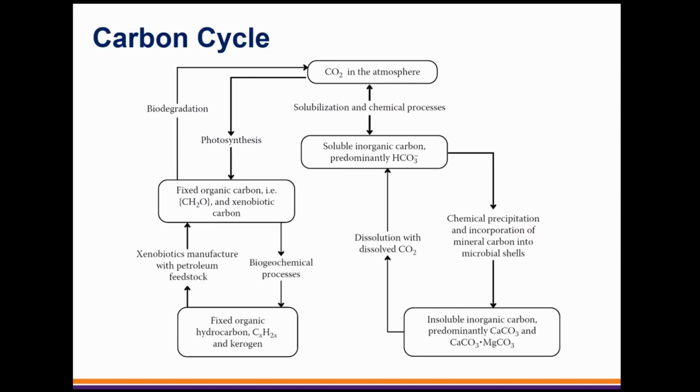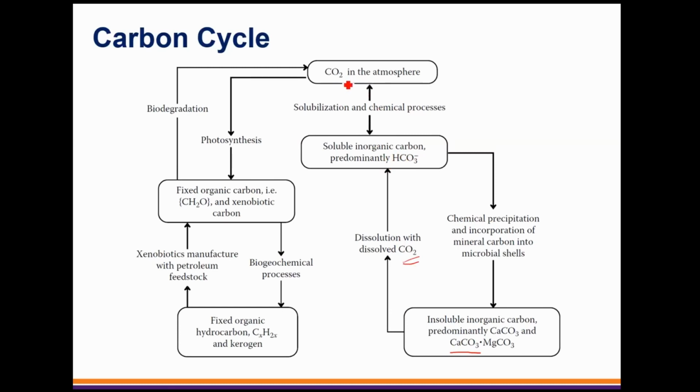So this is just a flow chart summarizing the process of carbon cycles. You have here, first, the mineral reservoir as calcium carbonate or limestone, which, depending on the acidity of the seawater, can undergo dissolution where it can produce dissolved carbon dioxide. From the dissolved carbon dioxide, it can produce soluble inorganic carbon, and then finally through chemical processes it will form carbon dioxide in the atmosphere.